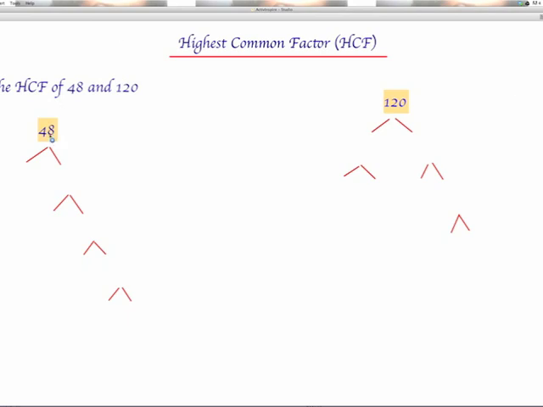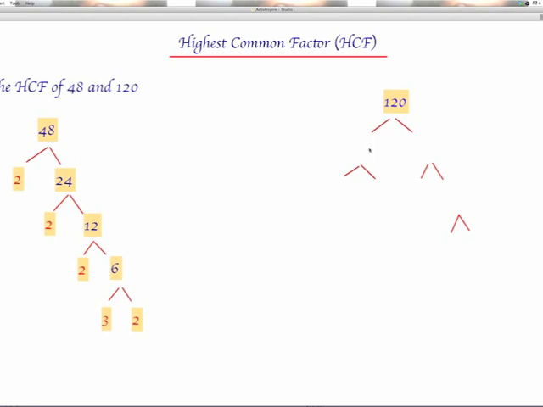So if we just go through this example, the highest common factor for 48 and 120, you're going to do your factor trees. So for 48, we get 24 times 2. 2 is a prime number, so we move on to 24. We can get 24 by doing 2 times 12, and then we can get 12 by doing 2 times 6. And then the 3 times 2 gives us the 6.